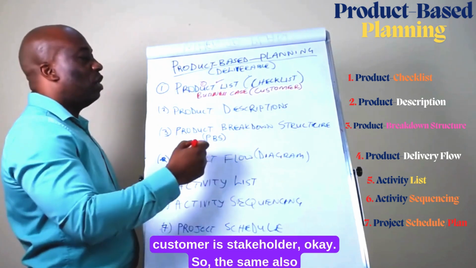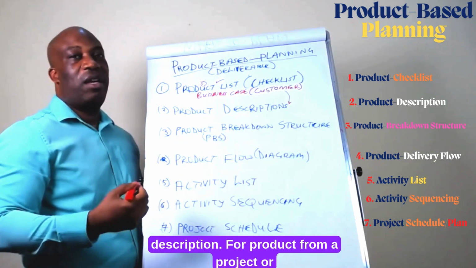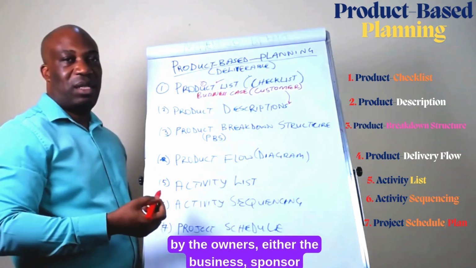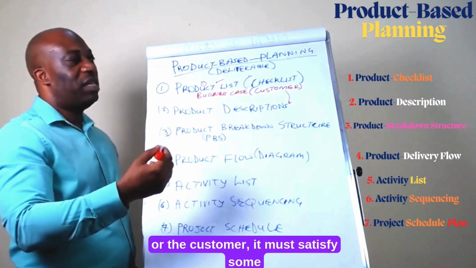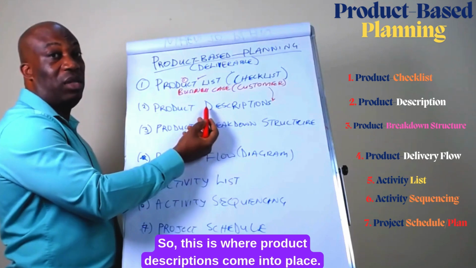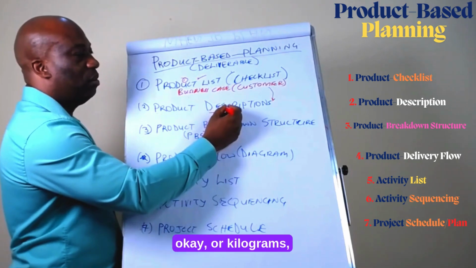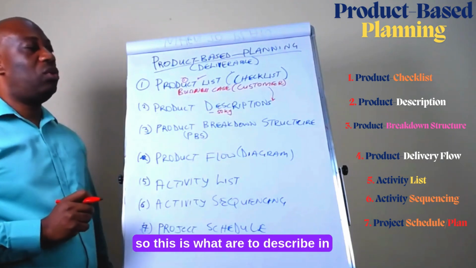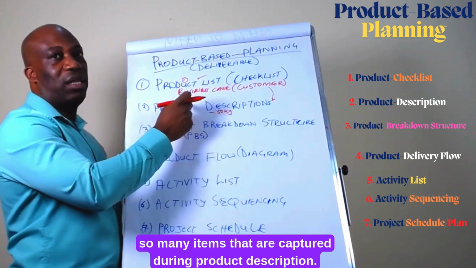Okay, so the same also applies to the product descriptions. For a product from a project or deliverable from a project, for it to be accepted by the owners, either the business sponsor or the customer, it must satisfy some specific descriptions. So this is where product descriptions come into place. If, for example, you are expecting the product to be 50 kg, or kilograms, this is what you're going to describe in your product description. There are so many items that are captured during product description.